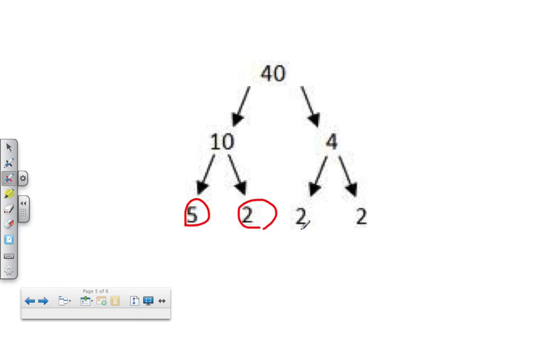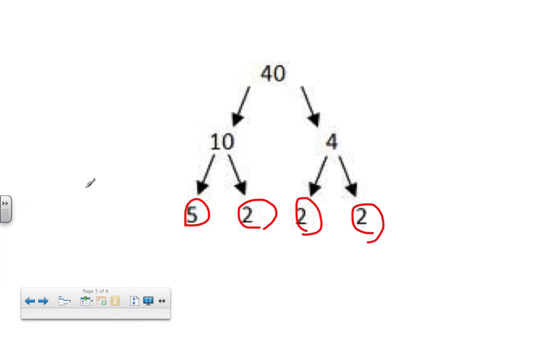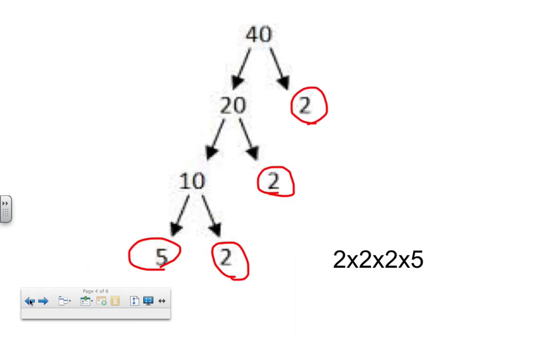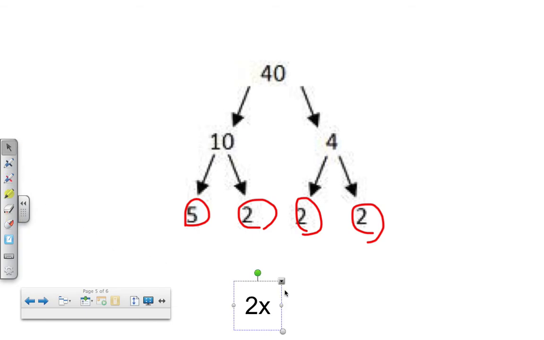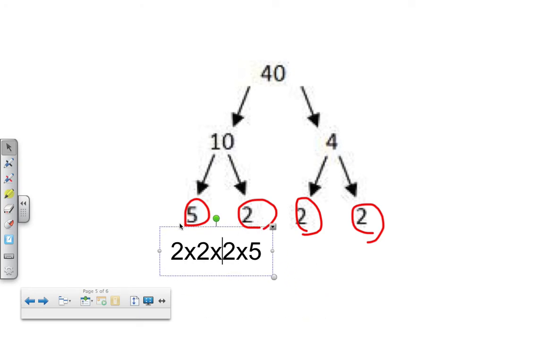2, 5, couple of prime numbers. And you might notice that our prime numbers at the end, a 2, a 2, a 2, and a 5, are the same prime numbers that we had before, even though we did it a different way. And that's fine. You do it a different way, but you still come at the right answer. That's perfectly fine. Let's end this the right way. 2 times 2 times 2 times 5.